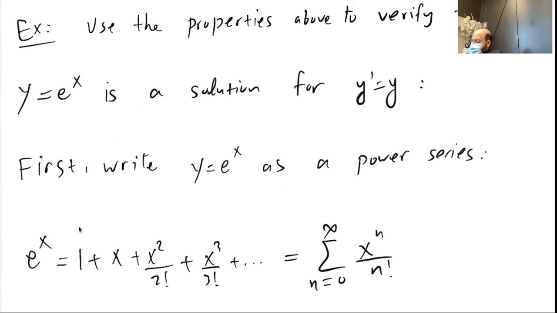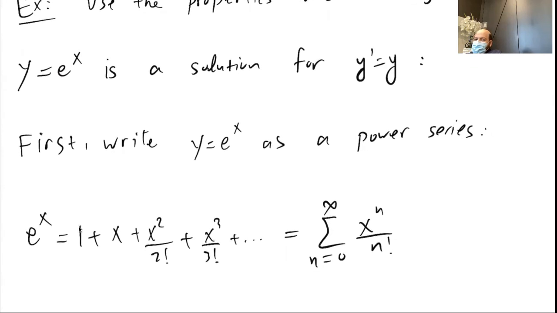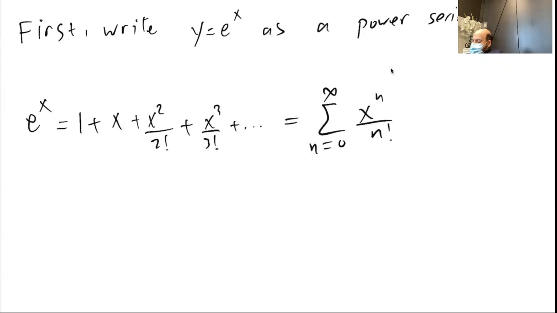Now, this is my y, so I need to differentiate this. I want to verify y prime equals y. So I need to find y prime, which means I need to differentiate this and then verify that it's going to be the same as y itself. So thus y prime will be the derivative of this function.